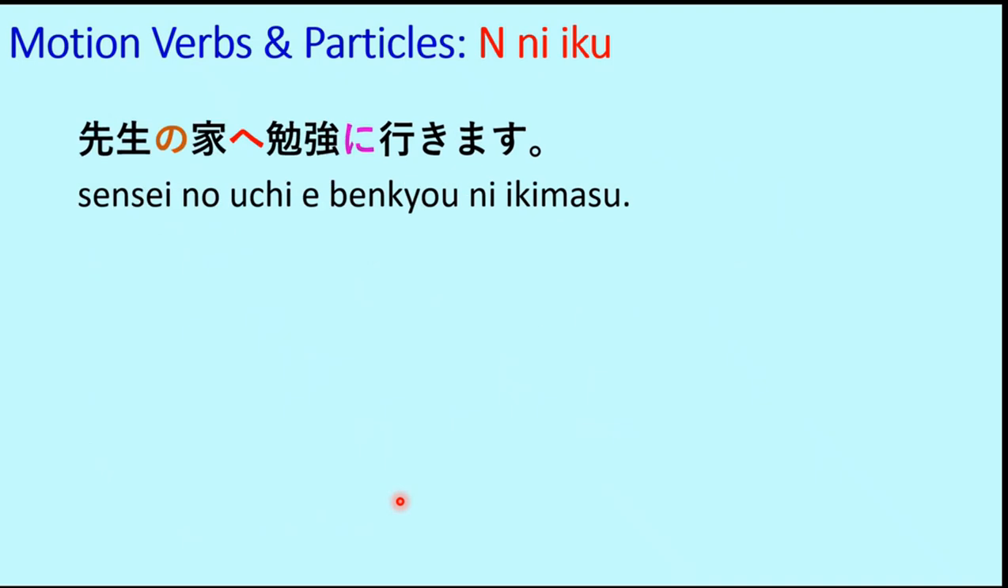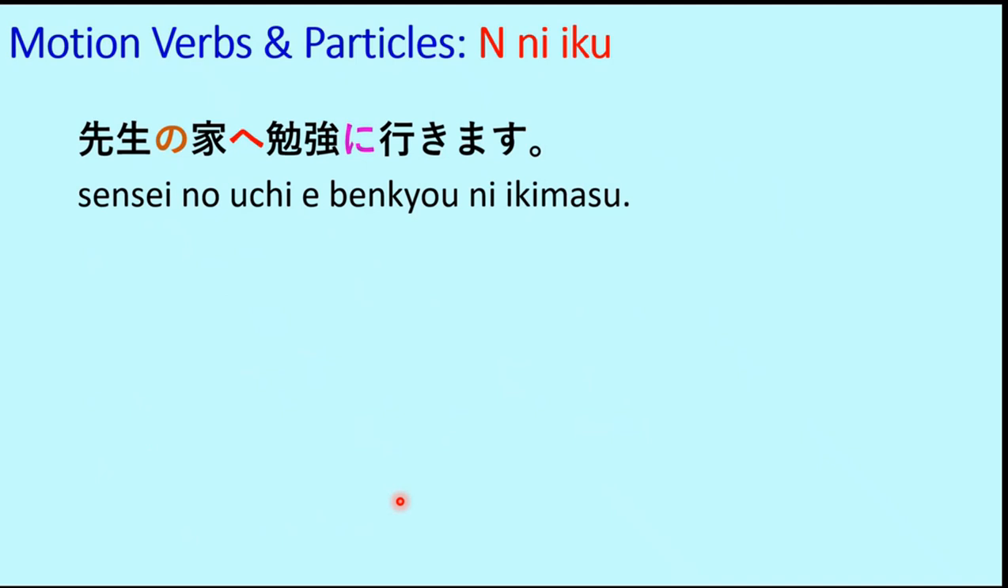Sensei no uchi e benkyou ni ikimasu. Sensei no uchi, that means uchi of sensei. That means house of sensei or sensei's house. Sensei no uchi e benkyou ni ikimasu. Now, what is the place or the destination? Sensei no uchi. That means teacher's house.